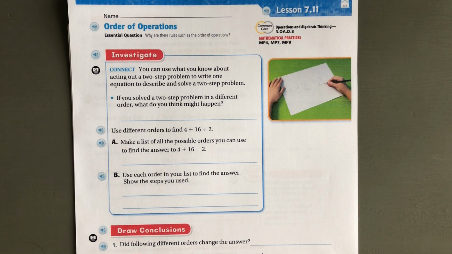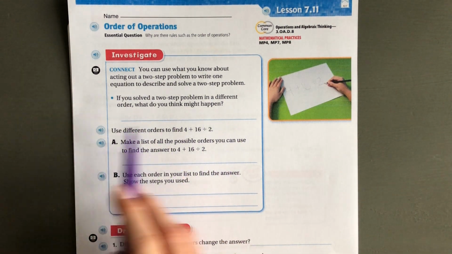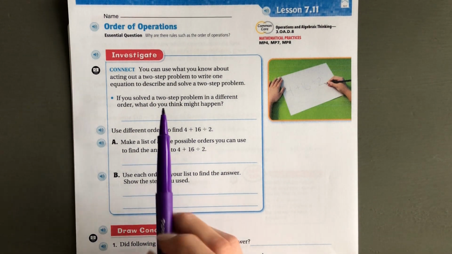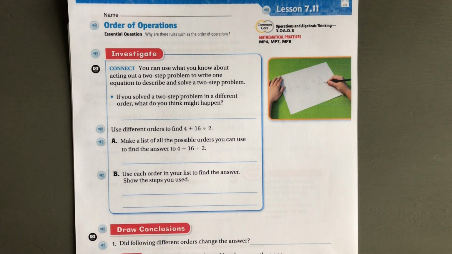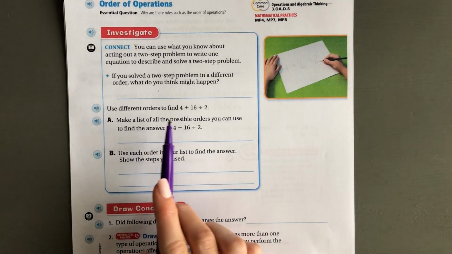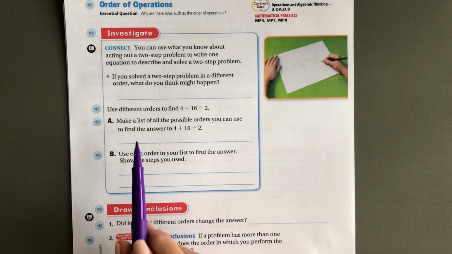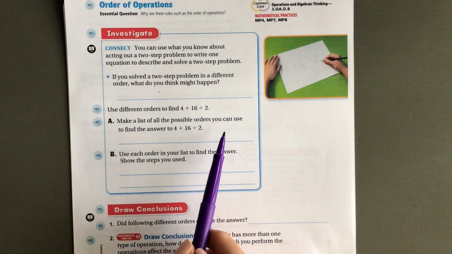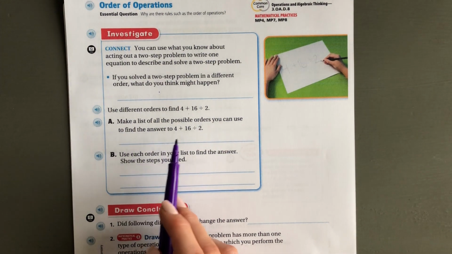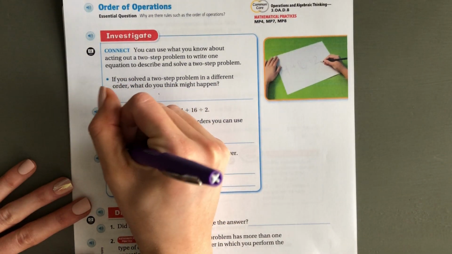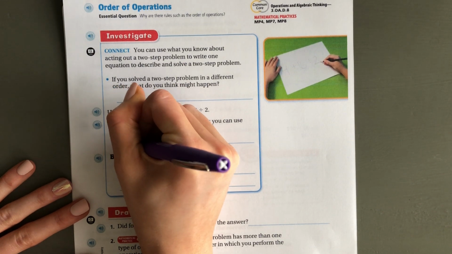All right, so now that you've written down your answer, I'm not going to write anything down because I want you to focus on what you think would happen. Make sure your answer is written down, and I want you to hold on to that thought, and then we'll talk about it. So it says, use different orders to find 4 plus 16 divided by 2. Make a list of all the possible orders that you can use to find the answer to 4 plus 16 divided by 2.